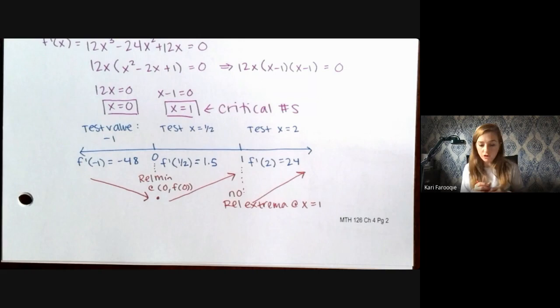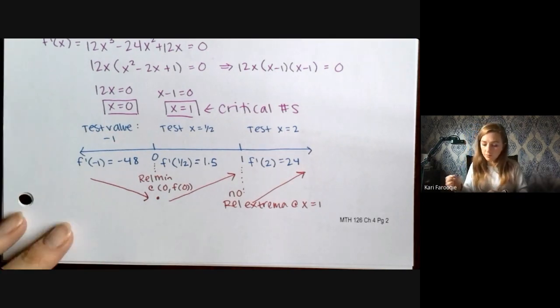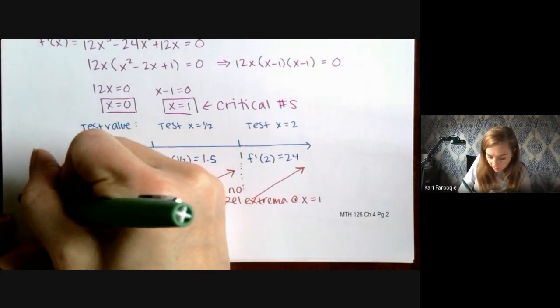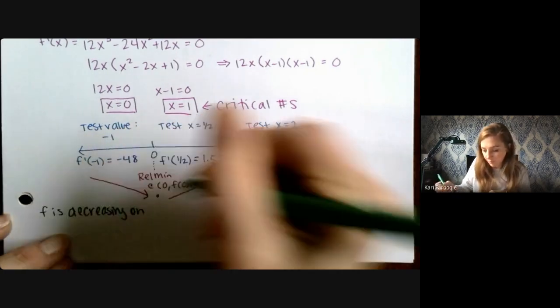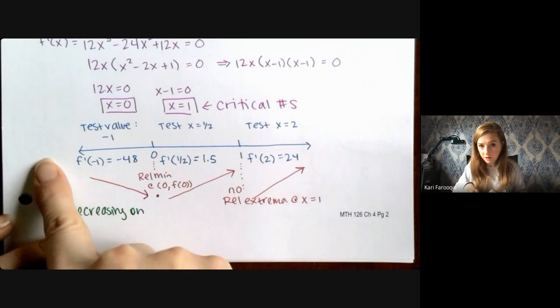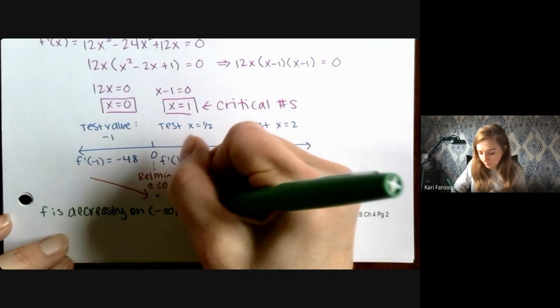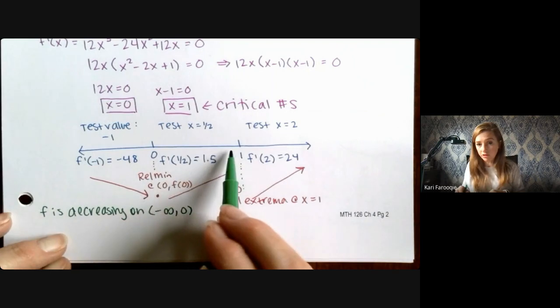So to make a conclusion here, we still need to talk about finding intervals where the function's increasing or decreasing and talking about relative extrema. So my official answer is that f is, let's start with decreasing, I guess. F, my function, is decreasing on the interval from negative infinity all the way up to 0. Now, once I hit 0, the function starts to increase.